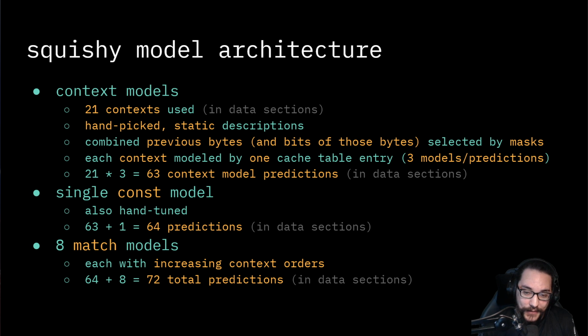And then on top of that, we run 8 match models, and each of these is, again, this rotating kind of history buffer. But each one has increasing context orders for the hash that it uses for that buffer. This actually does make more of a difference than I would have thought when I tried that idea. I thought it was kind of dumb when I tried it, but it totally works. And it's easy to add, because as soon as you have one match model, it's easy to put those in a loop. So in total, with all of that, we end up with 72 total model predictions, 72 models that we run per bit of all the data sections.